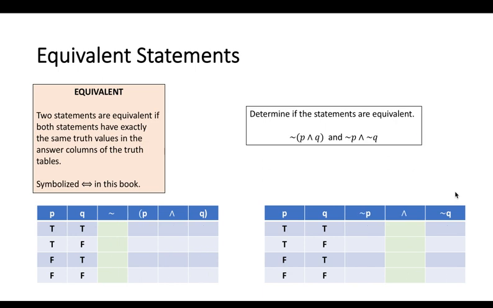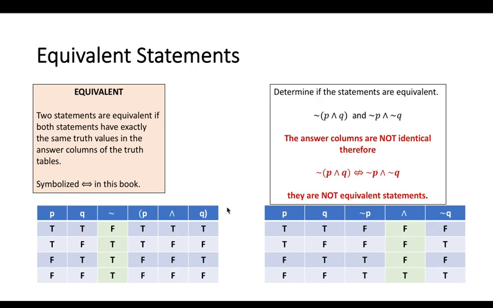Okay, let's look at another example. How about the negation of P and Q, and not P and not Q? The answer columns are going to be the negation for the first statement and the and part of the second statement. So look at those answer columns.